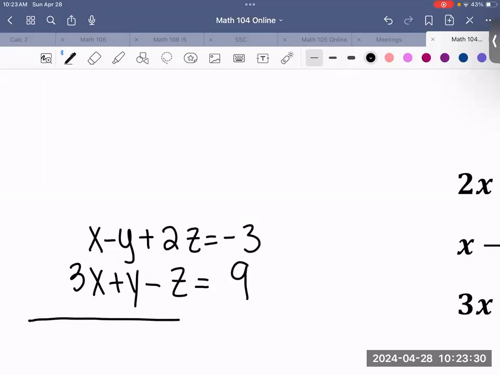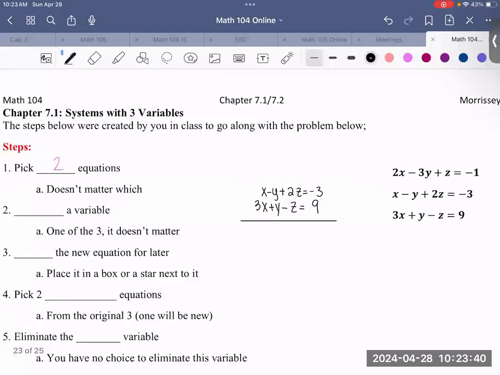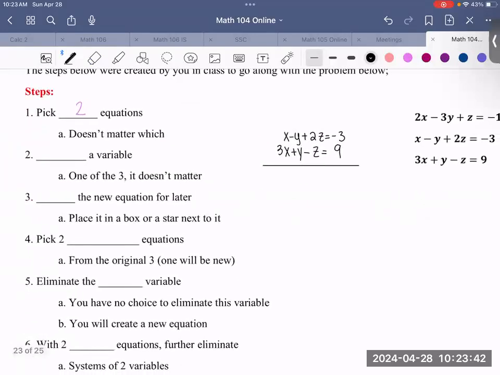Now, any idea as to why they may have picked it? Any inkling? Maybe it has to do with something that we are going to be canceling out. So with the three variables, substitution is possible, but it is very challenging. So we're only going to be working with elimination.